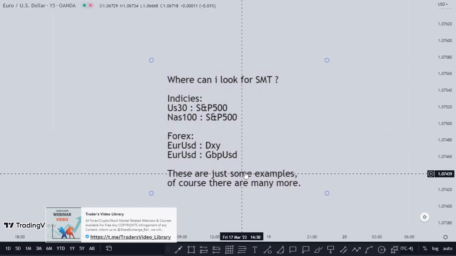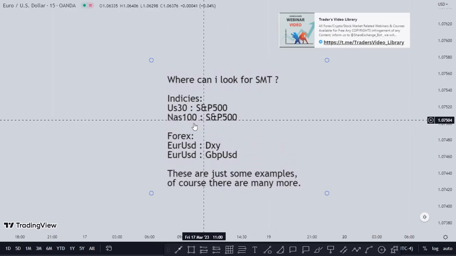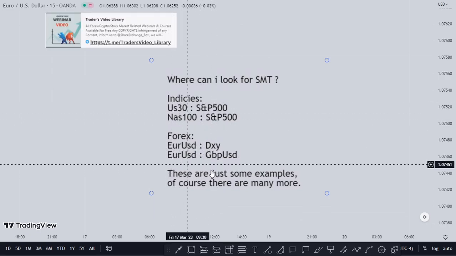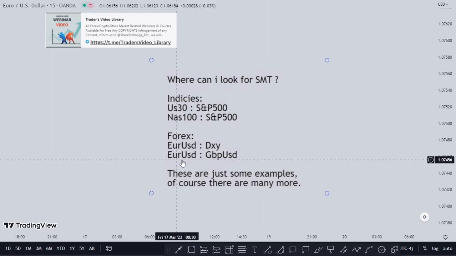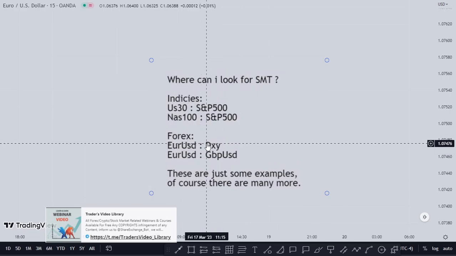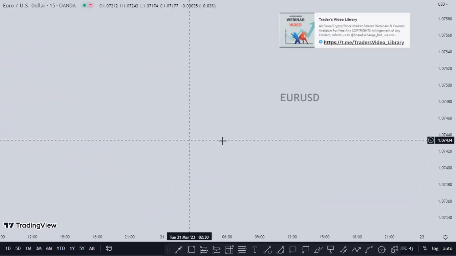In Forex, we can look with the SMT. In Euro, we can look with dollar index, and in Euro, we can look with the GBP USD pair. So the Euro and the GBP USD are correlated pairs, and the Euro and the dollar index are inversely correlated pairs. I will explain what this means.